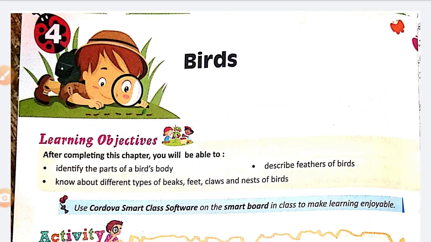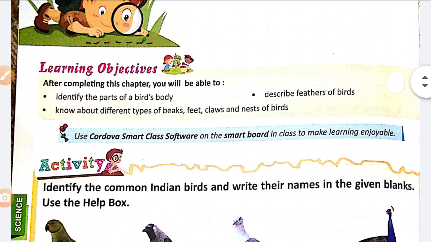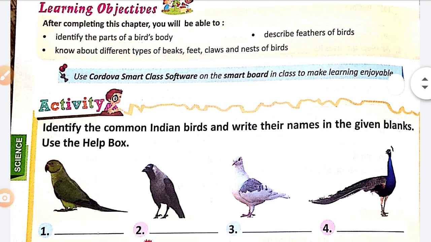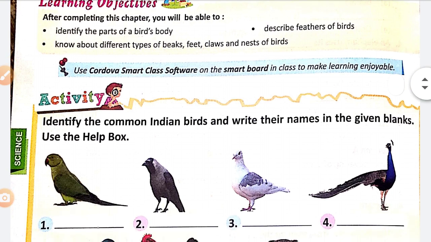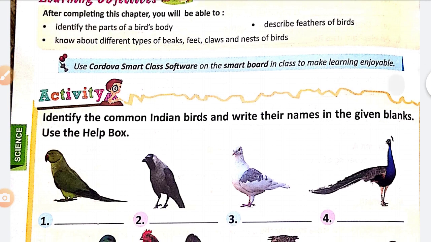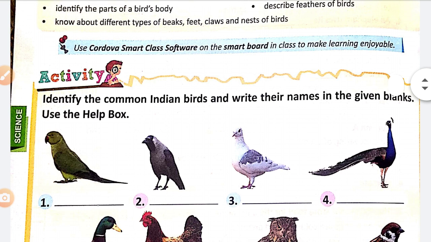Now here is the review of lesson number 4, that is the birds. See, in this you have to see the learning objectives. After completing this chapter, you will be able to identify the parts of a bird's body, describe feathers of birds, and know about different types of beaks, feet, claws, and nests of birds.